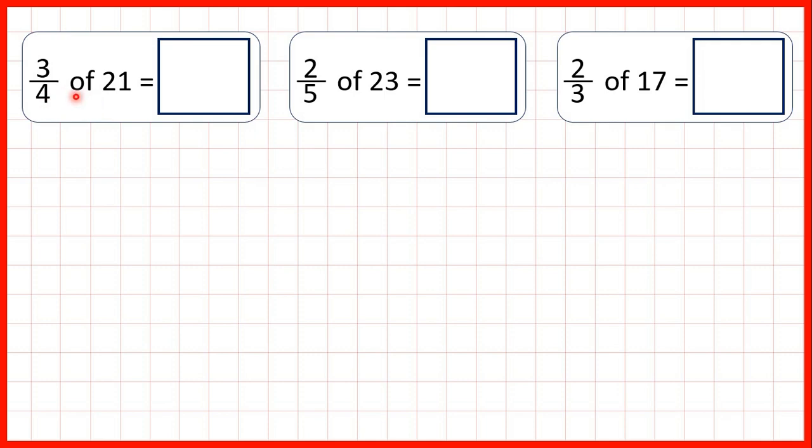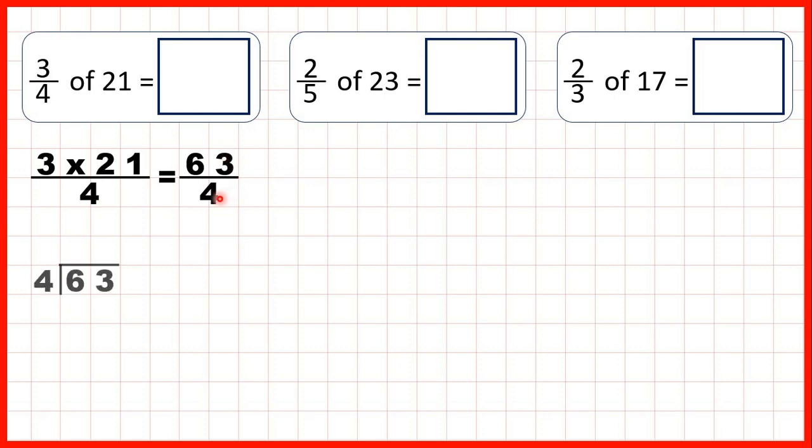To find 3/4 of 21, we can represent that as 3 times 21 over 4. Now 3 times 21 is 63, so we can show 63 over 4 as an improper fraction. And to turn it back into a mixed number, we can divide 63 by 4.